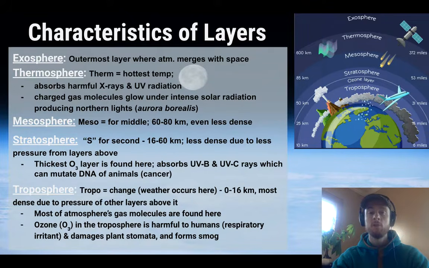It also absorbs highly damaging X-rays and UV rays, which is vital for life on Earth since those rays could damage our tissues and even be deadly to some organisms. This layer also contains charged gas molecules that light up when struck by high-energy solar radiation. This produces a really neat effect called aurora borealis, or the northern lights.